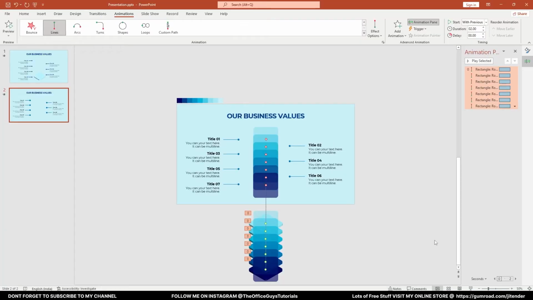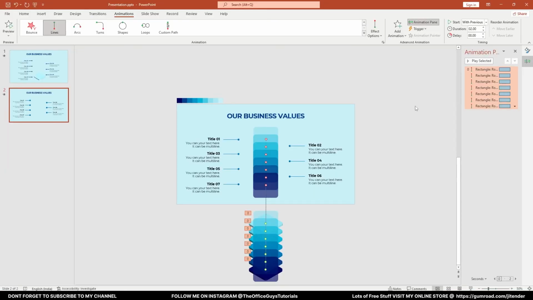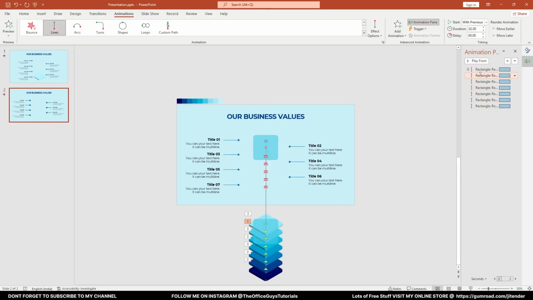Right now it doesn't look good because all of them are coming all of a sudden. So you have to add a delay between these. Select the second shape and add a delay of 0.25 seconds, click two times, so that is 0.5, third one 0.75, fourth one 1, fifth one 1.25, and the next one is 1.5 seconds.